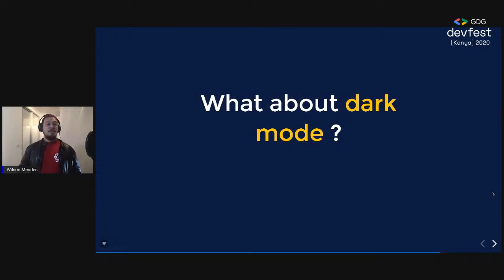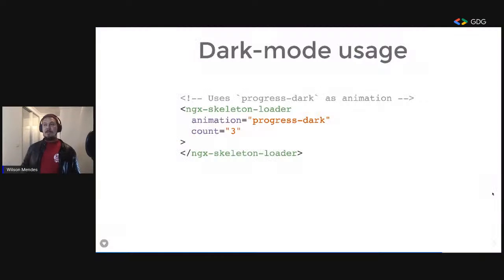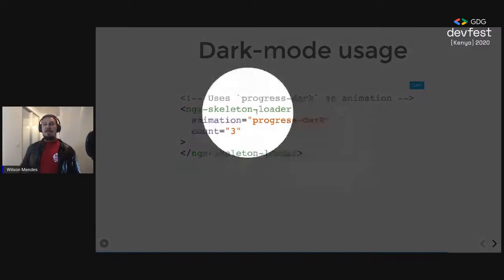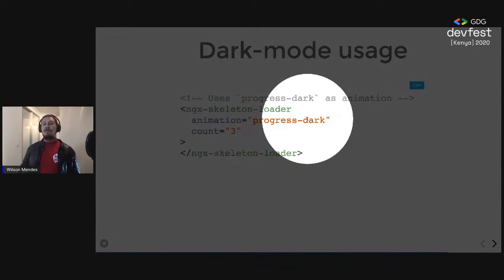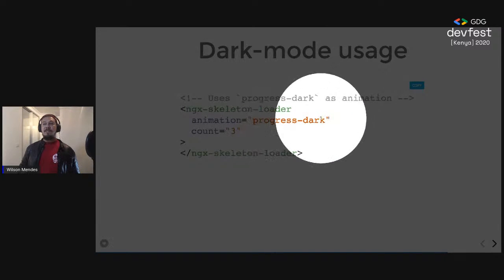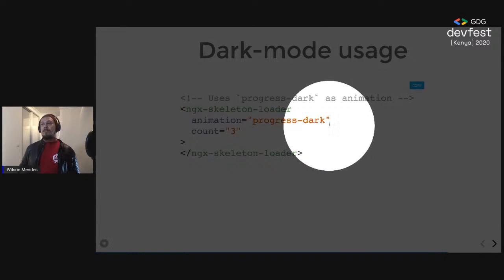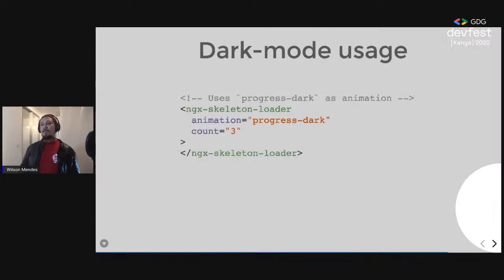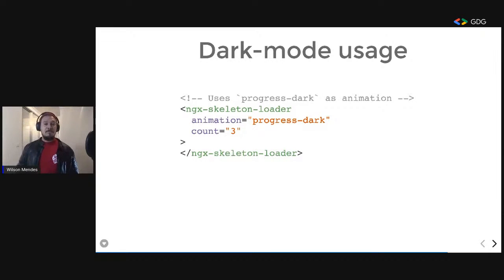And yeah, another point, what about dark mode, right? Since you have skeletons, you probably can solve that with a theme, right? So do I need to write everything for it? Not really, you don't need to. For example, we have a lot of different animations. You have the avatar one, you have the progress, and you have the progress dark in case you want to use dark mode. So you can have dark mode just by changing an attribute. The animation now will be progress dark, and that's all you need to do, and all you need to know.